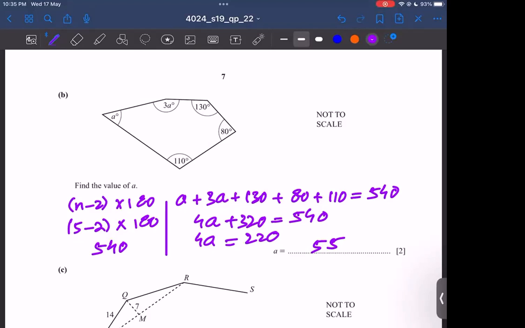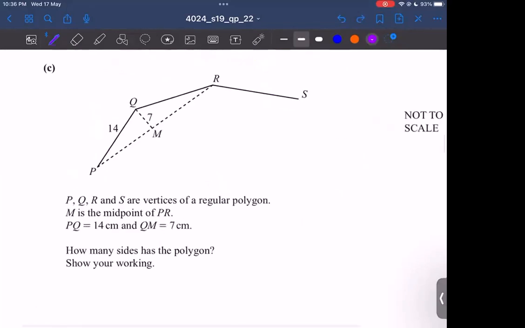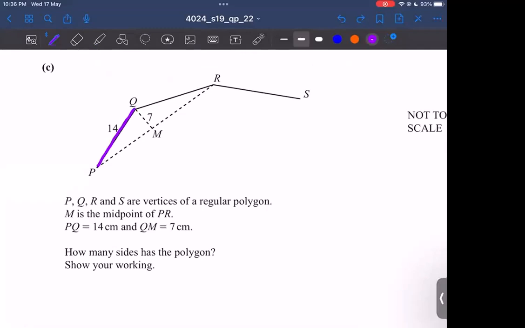Now, in part C, it says P, Q, R and S are the vertices of a regular polygon. This is a regular polygon, and they have only shown 3 sides of it. M is the midpoint of PR. So remember this: these 2 lines are equal for an obvious reason, because this is a regular polygon. M is the midpoint, so this is making an isosceles triangle.